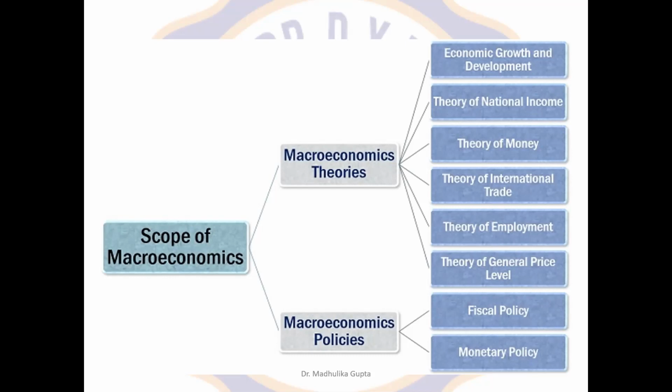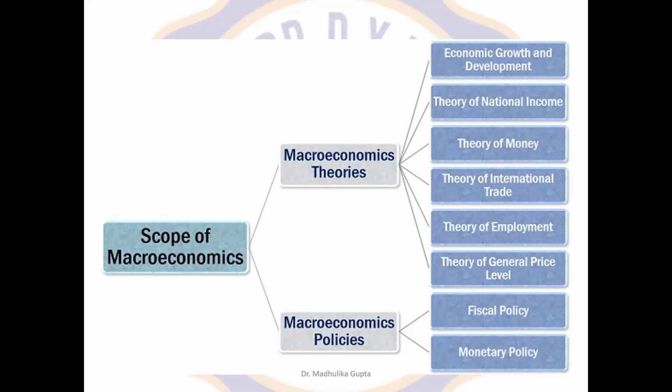The last theory is the theory of general price level. The most important of all is the analysis of product pricing, right? And how these price levels fluctuate because of inflation or deflation. This is what is studied in this. So this is about the first part of the scope of macroeconomics, that is macroeconomic theories.